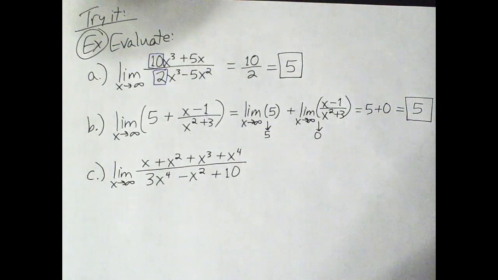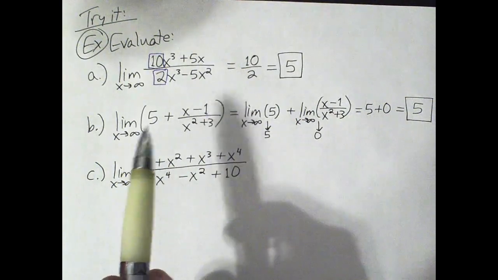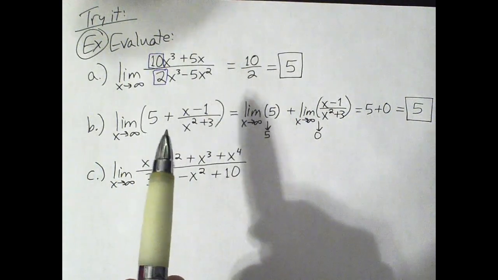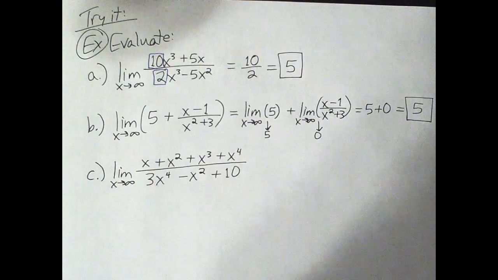I guess another way you might have been able to do part B is if you decided you wanted to find a common denominator and merge these into one fraction, you could probably do that. But I think what we did here was easier.